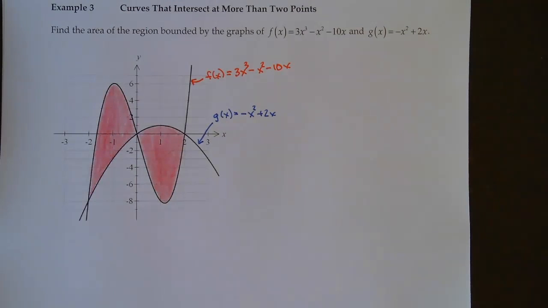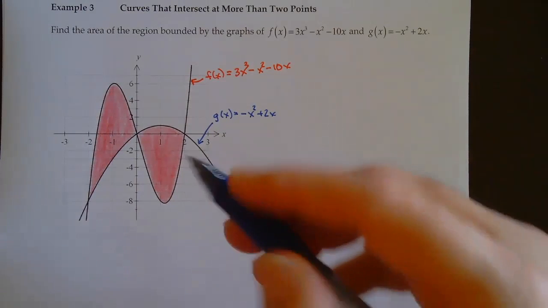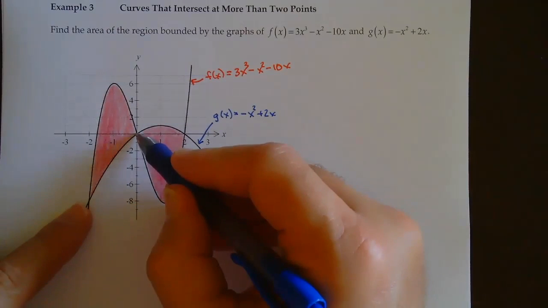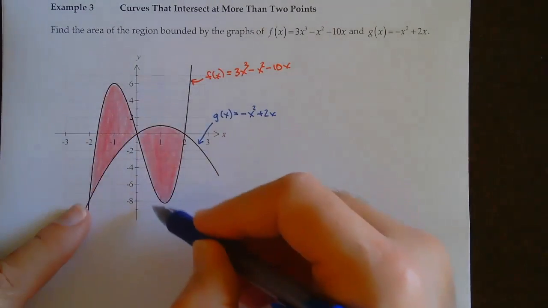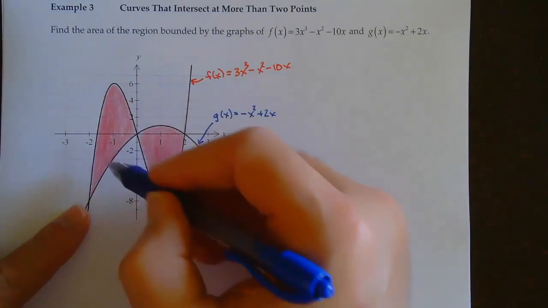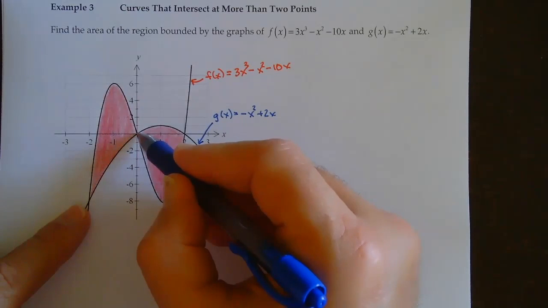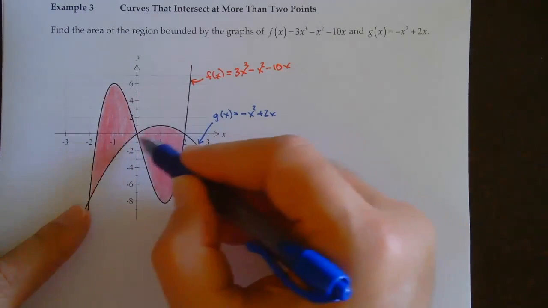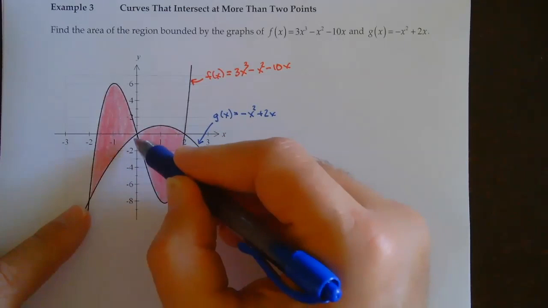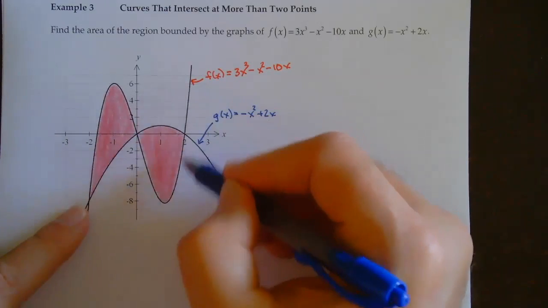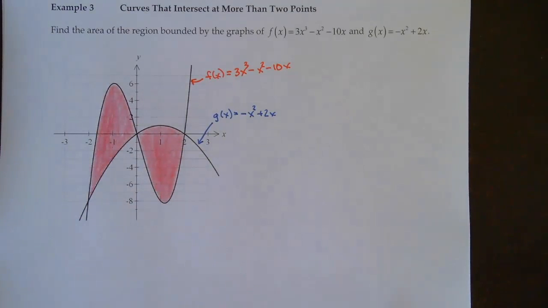The very first thing we need to know, and what happens here, in essence, is the top curve changes, and the bottom curve changes. So for this one from here to here, that's the cubic one, f of x, and the bottom one is g of x. But all of a sudden, once we hit this point right here, it changes. Now g of x is the top curve, and f of x is now the bottom curve, right? So to do this, basically what we have to do is create two integrals, okay?